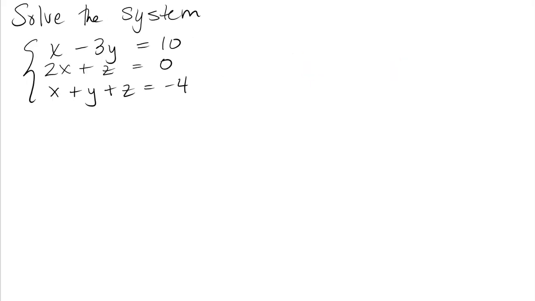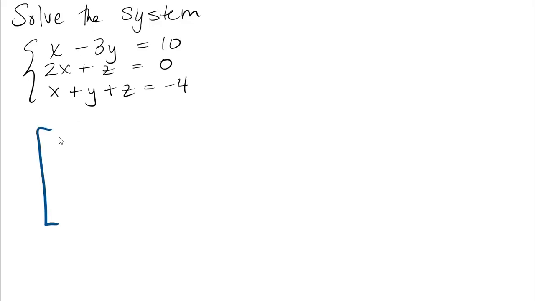One more example. And here I'm going to help you with the matrix setup, and then I want you to finish it off. This one's a little bit different because you'll notice that variables are missing in a couple of the equations. The first equation says x minus 3y equals 10. The second equation says 2x plus z equals 0. So we're missing variables in each of those two. The last equation is more what we're used to, x plus y plus z equals negative 4.